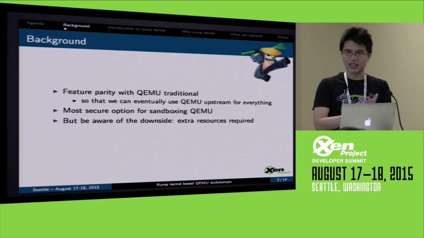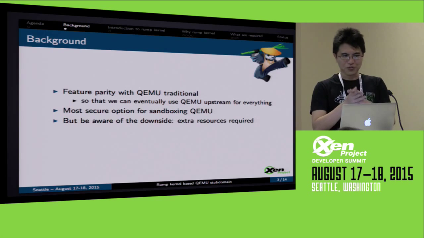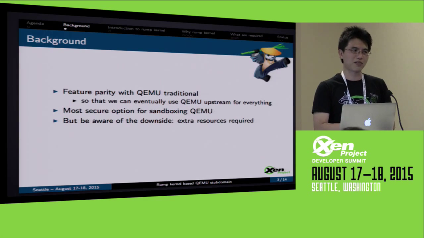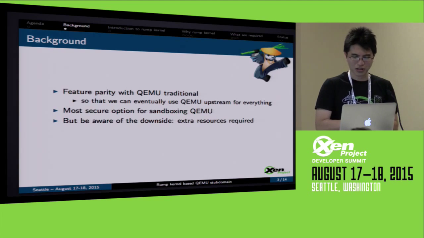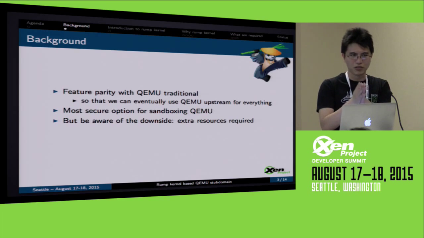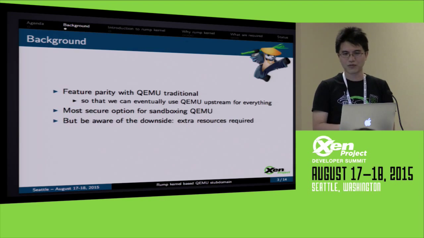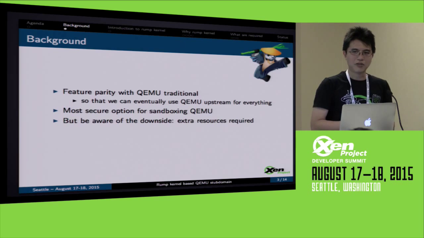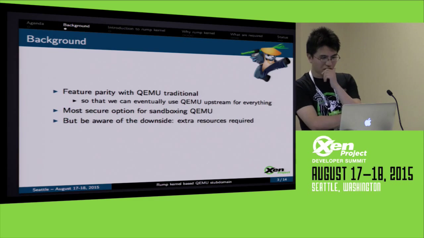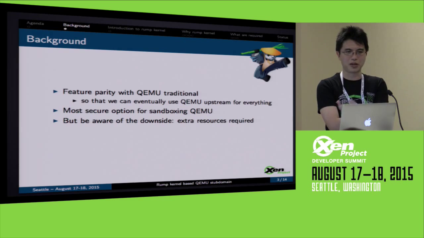So the background is that, as I said at the beginning, currently we only have QEMU traditional subdomain, and it would be very nice if we had QEMU upstream subdomain as well, so that we can have feature parity with our own fork of QEMU, and finally get rid of that fork for good and use upstream QEMU for everything. Currently, we can't, just because we don't have QEMU upstream subdomain now.